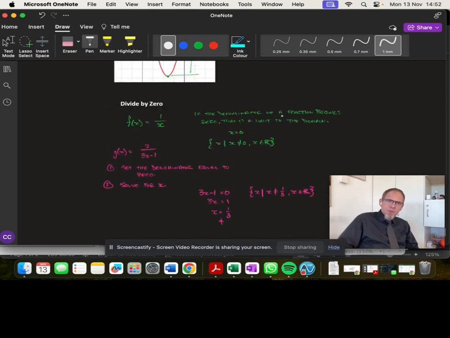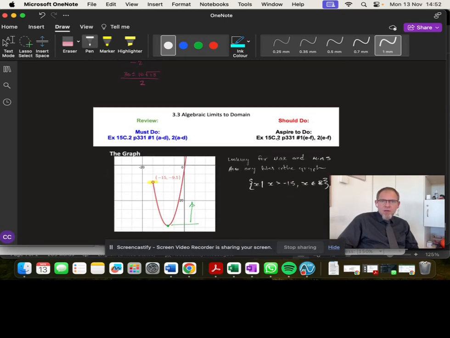I think if you play around with these problems, the must-dos, and I would suggest that if you want to get something higher than a 4 or a 5, try some of the aspire to-dos. That way you are set on this.